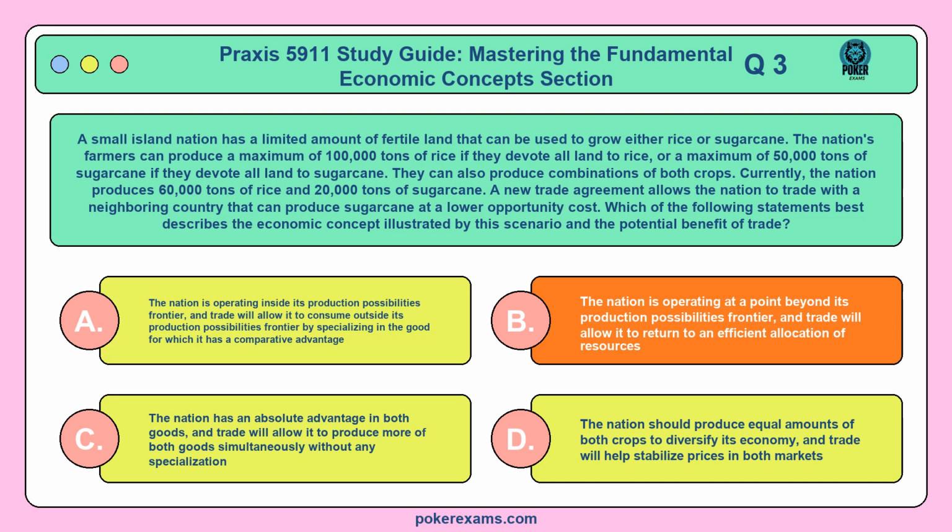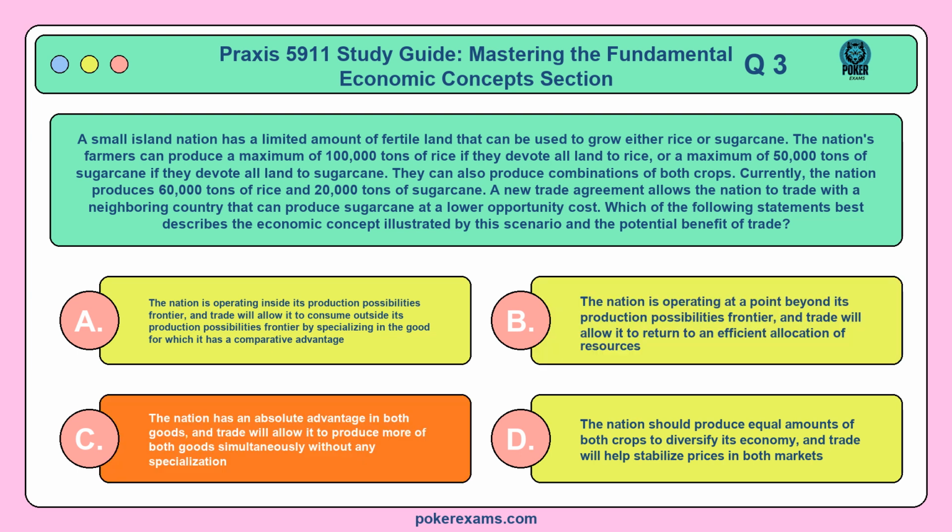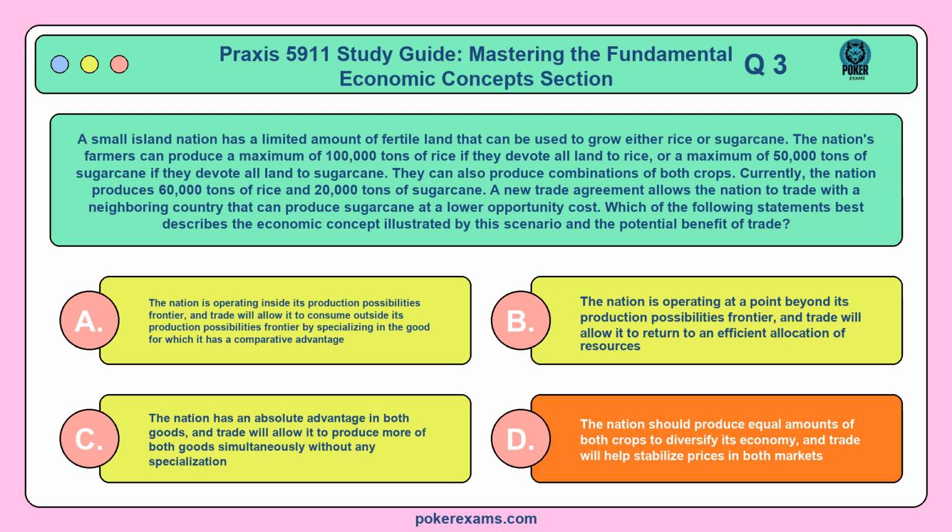B. The nation is operating at a point beyond its production possibilities frontier, and trade will allow it to return to an efficient allocation of resources. C. The nation has an absolute advantage in both goods, and trade will allow it to produce more of both goods simultaneously without any specialization. Or D. The nation should produce equal amounts of both crops to diversify its economy, and trade will help stabilize prices in both markets.